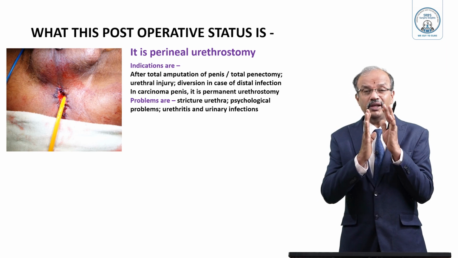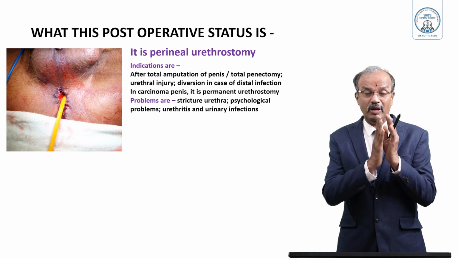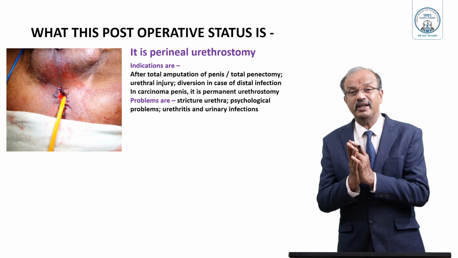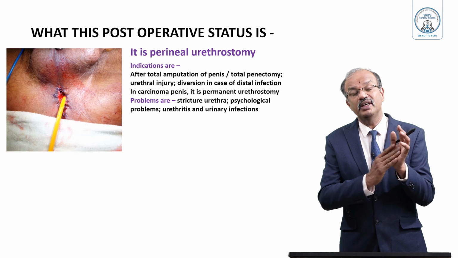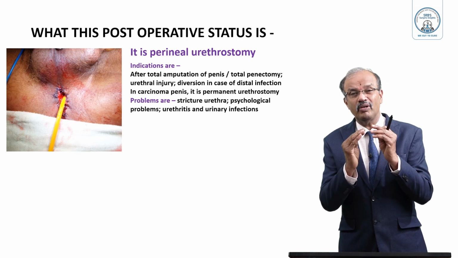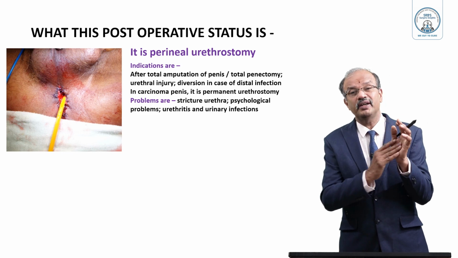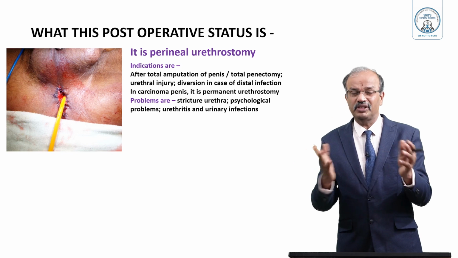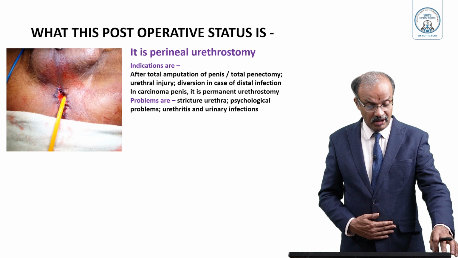So perineal urethrostomy, this is how exactly it looks. It is done as a permanent entity in total amputation of the penis. It is often done as a temporary entity in urethral injuries, urethral sepsis, or urethral conditions where temporarily you don't want urine to pass down, so that it gives rest to the area and promotes healing, maybe for urethroplasty or another surgical approach to the urethra. So that is called perineal urethrostomy.